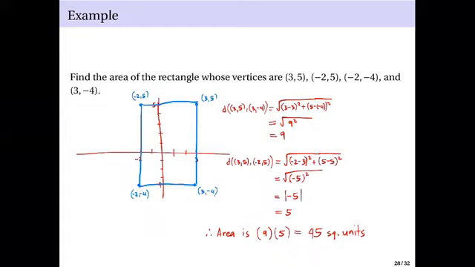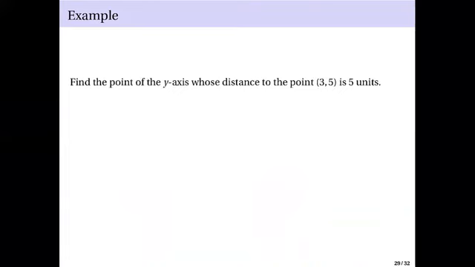Next problem here. Find the point on the y-axis. It should be on the y-axis. Okay. So find the point on the y-axis whose distance to the point (3, 5) is 5 units. Okay?